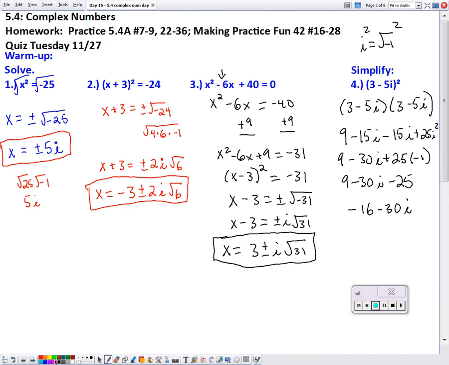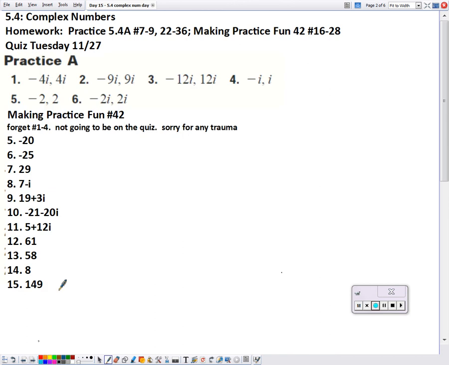Alright, last night's homework covered addition and subtraction and multiplication of complex numbers as well as a little solving. As always, if you have any questions, please go see your teacher at lunch.